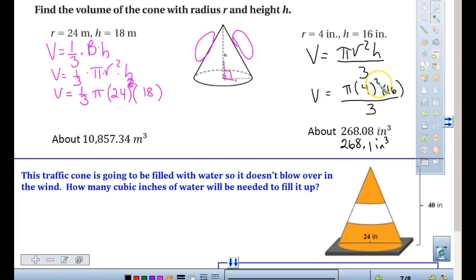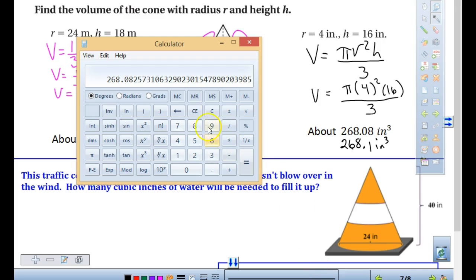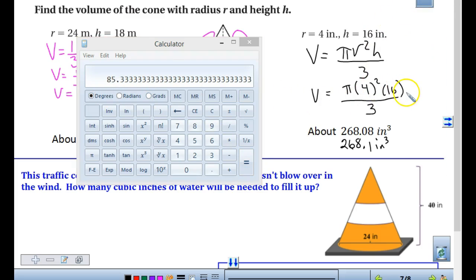So, someone said, what about if you ask for an exact answer? An exact answer would look like this. I would not use the pi button. I would have taken, on my calculator, 4 squared, times 16, and divided that by 3, and put 85.3 repeating pi.